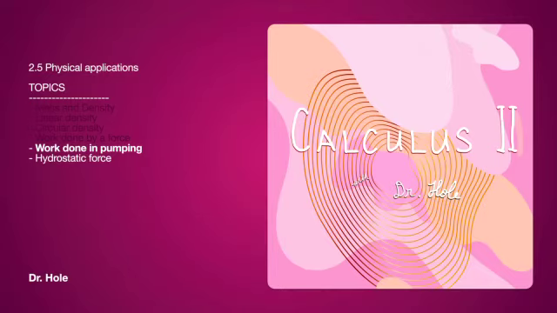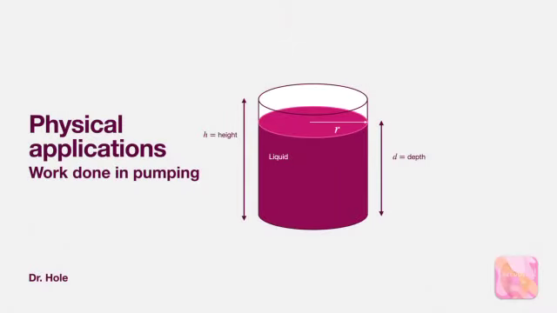First one's going to be work done in pumping. Both of these applications are going to deal with liquids. So here a liquid is stored in a container. Let's call it a tank. This tank has an overall height of h, the tank itself. The tank itself is a cylinder with radius r. And then the liquid has depth d.